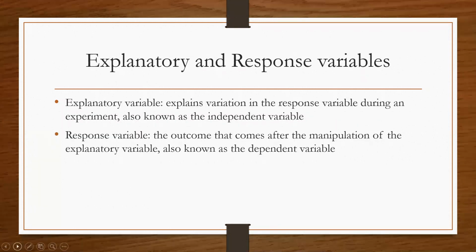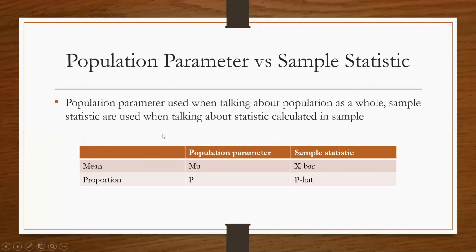Explanatory and response variables. The explanatory variable is something that explains what happened to the response variable during an experiment, otherwise known as the independent variable. The response variable is basically the outcome after the manipulation of the explanatory variable, and that's known as the dependent variable.